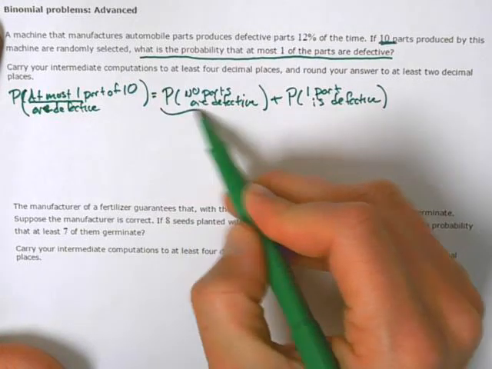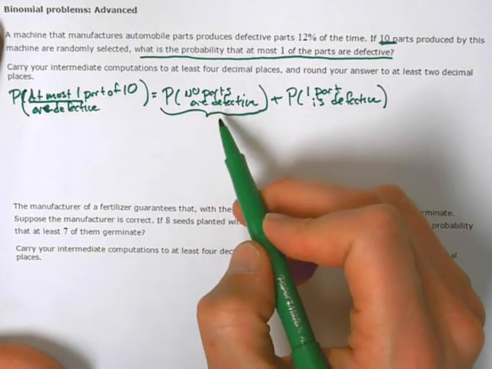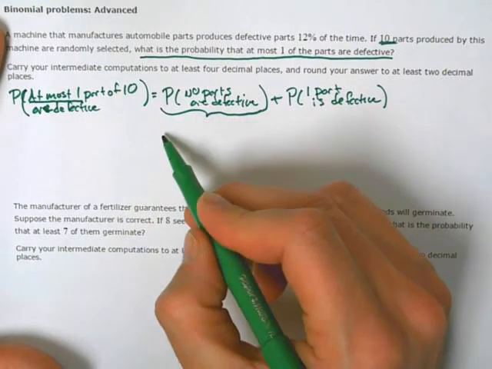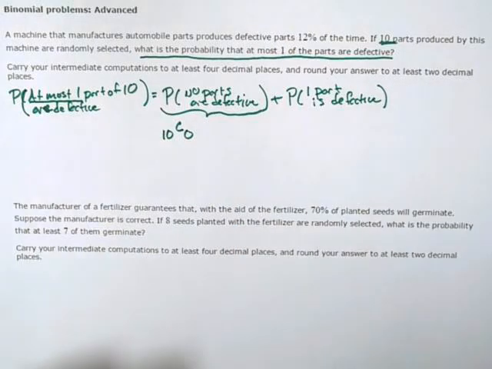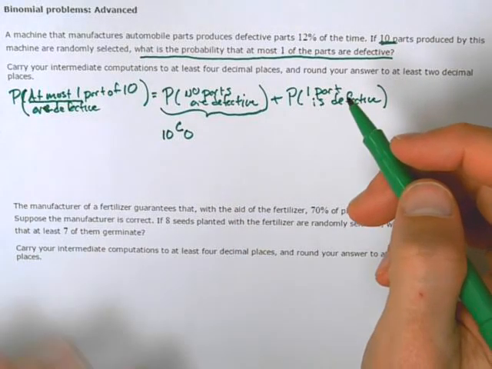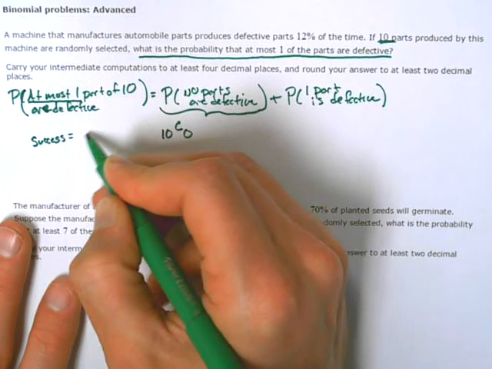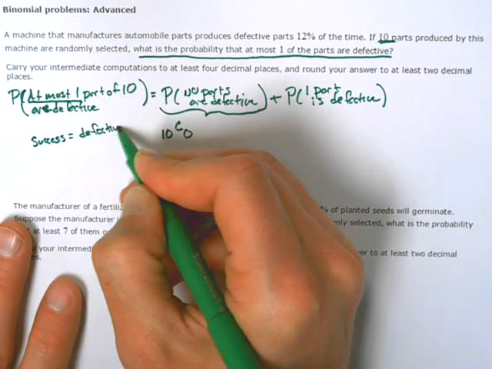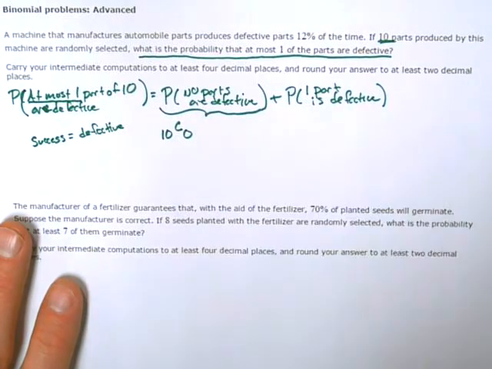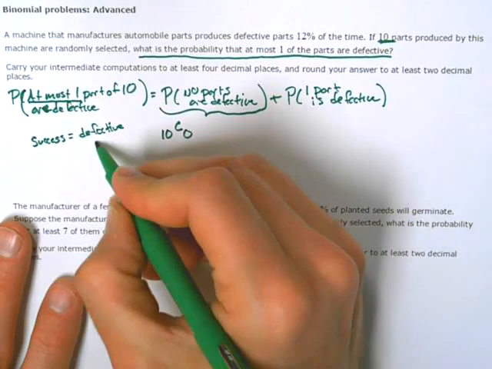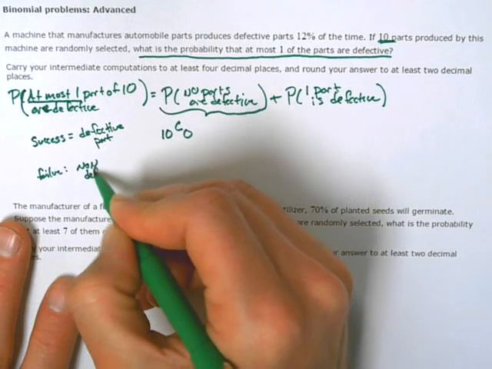So now this is just like what you did in binomial problems basic. If I want no parts defective, that means I want out of the 10 total to choose no defective parts. And by the way, I know it sounds weird, but we're going to let a success in this problem mean actually a defective part. I know that doesn't sound like it should be right, like it sounds like a failure if a part's defective, but for the sake of setting this problem up, we're going to make the success be a defective part, and a failure is a non-defective part.